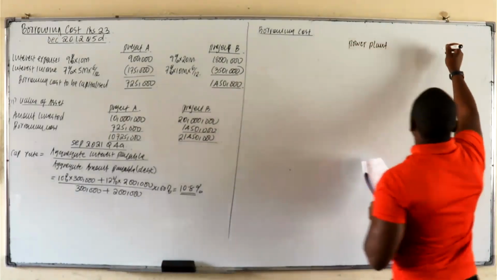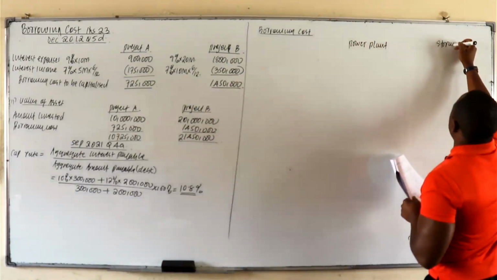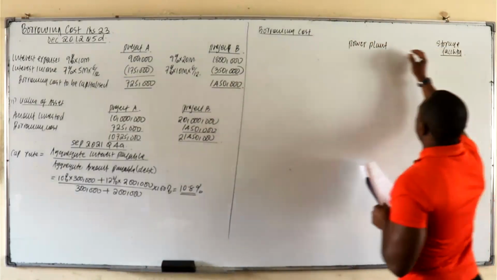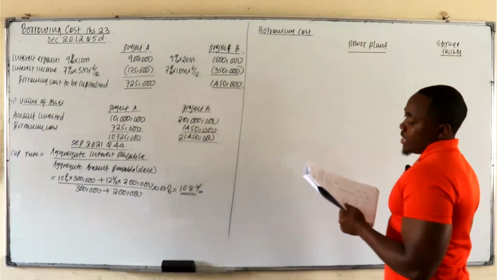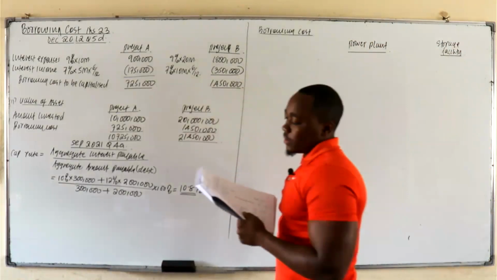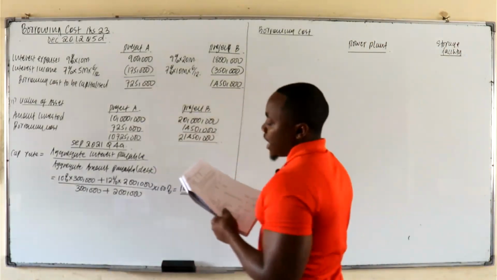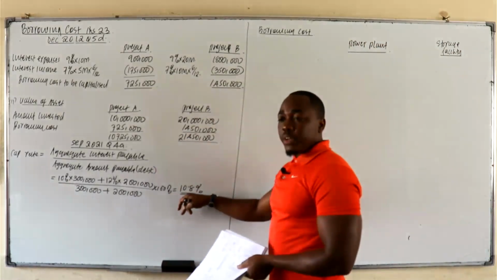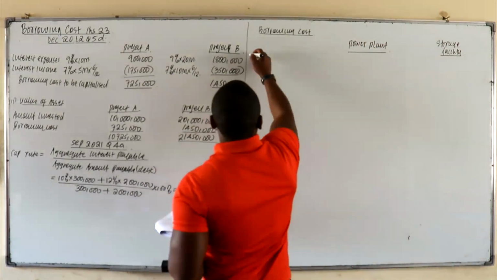The other one was the storage facility. We want to determine the amount to capitalize. Let's start with number one. The 10% loan note and 12% bond. If you combine the two, we use the cap rate, which is 10.8%. So we want to determine now the borrowing cost.